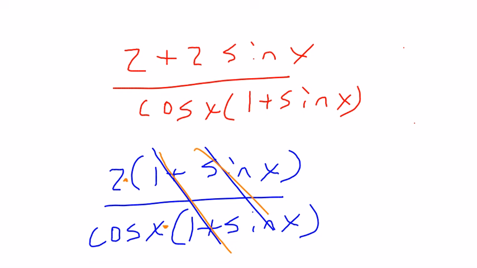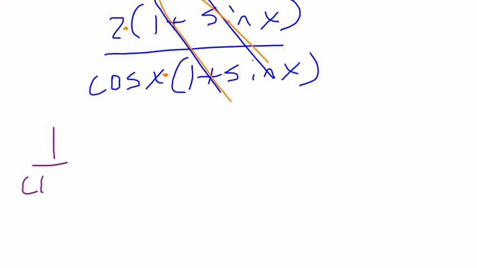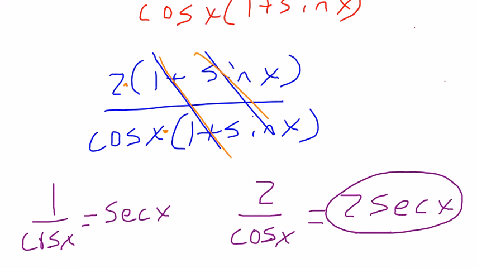And from page 372, we know that 1 over cosine is secant. So 2 over cosine must be 2 secant. Okay, because we have 2 over cosine.